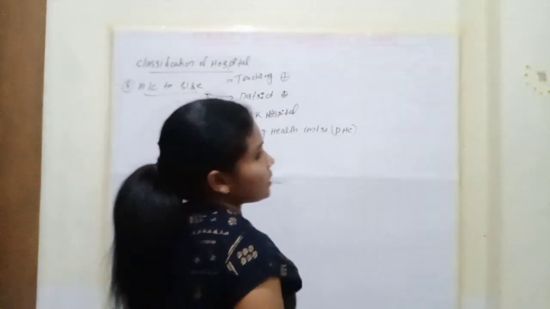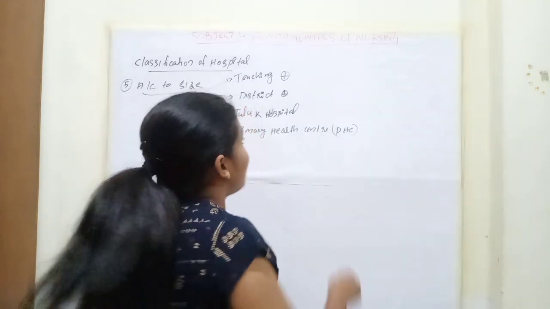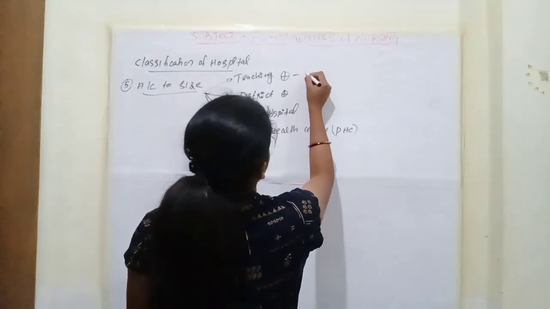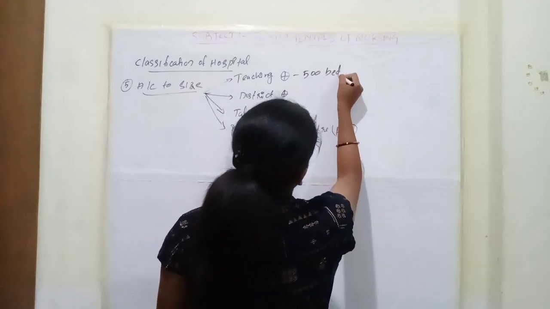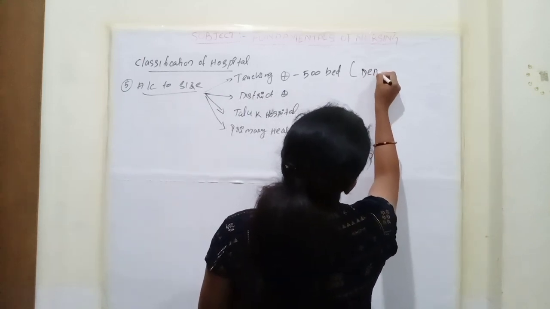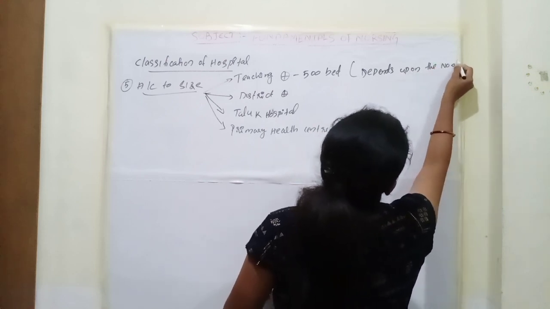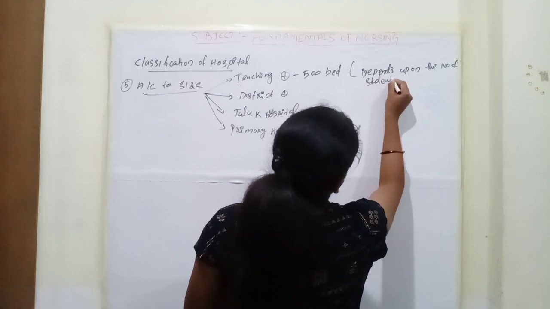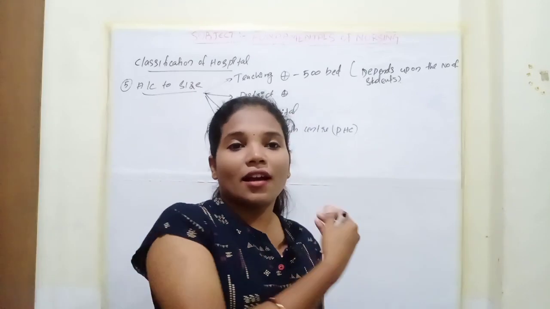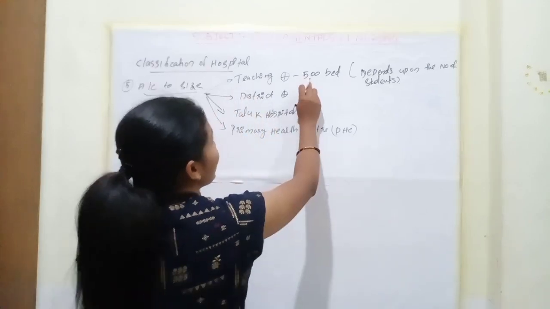Here, teaching hospital, the size means the number of beds in the hospital. In the teaching hospital, up to 500 beds are needed. That number depends upon the number of students. The teaching hospital means the hospital which is conducting practicals for the students, so it should have 500 beds.